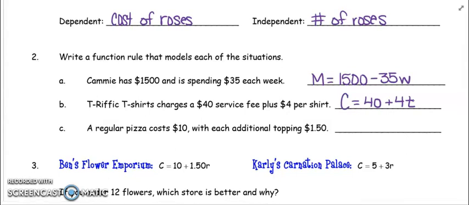And then part C, a regular pizza costs $10, with each additional topping costing $1.50. So we'll say P for pizza, and we'll see that it's a $10 original cost, and each topping is going to be $1.50. So we add $1.50 times T. Let's take a look at number 3.